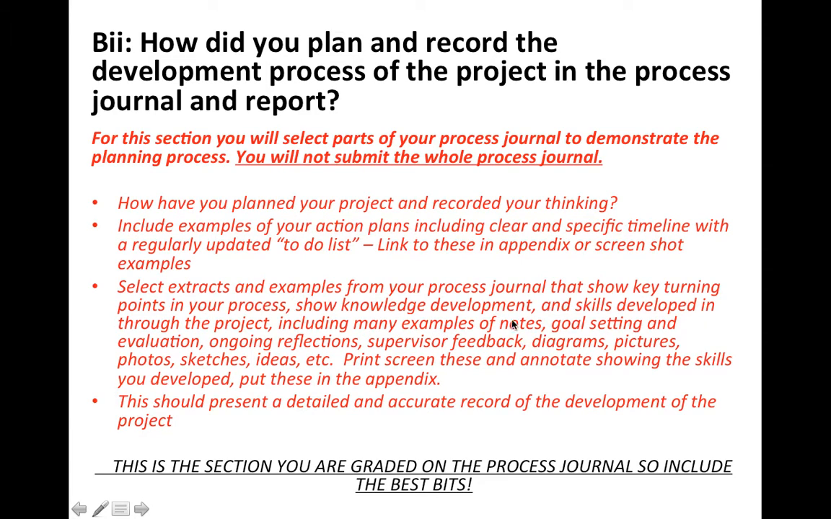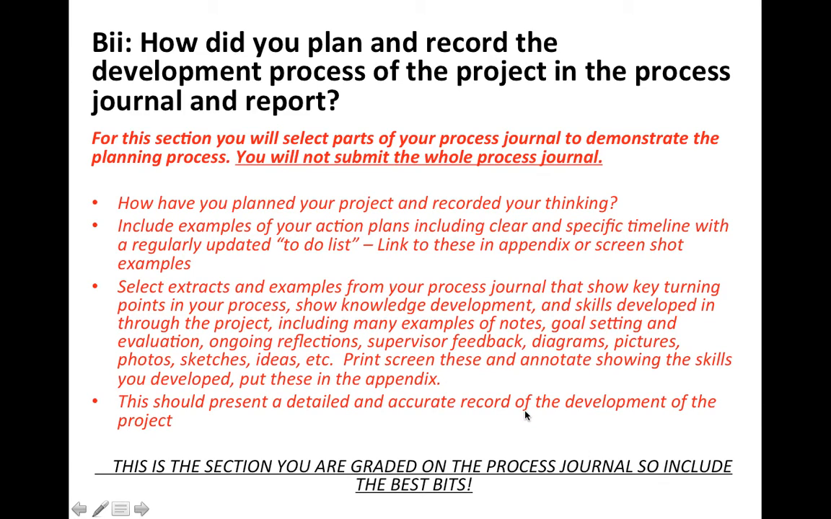It can include notes that you took, feedback from your supervisor, any goal setting that you did, any photos or sketches, or the evolution of your designs. It really is up to you what you include there. As I said, those would go into the appendix and can be referred to as C figures 1 to 6, which show 6 key aspects of my process journal, demonstrating how I recorded my process. And these should present detailed and accurate records of that development.